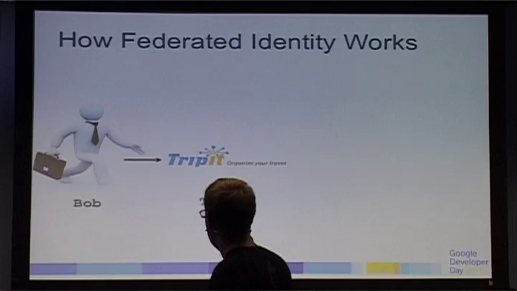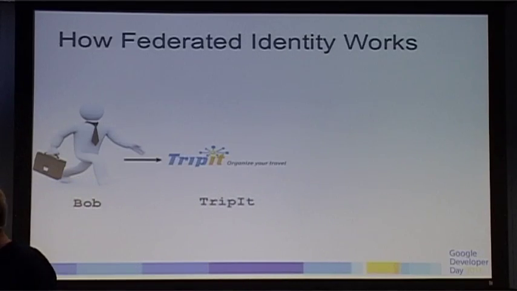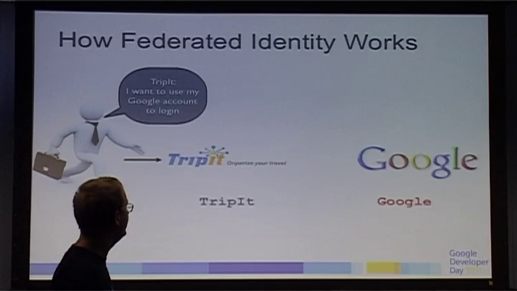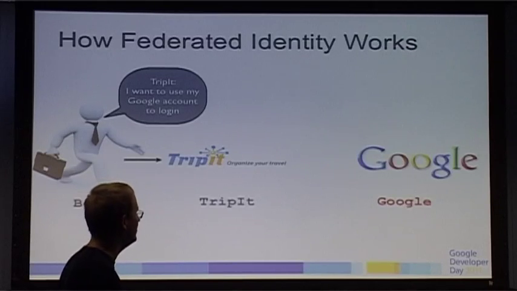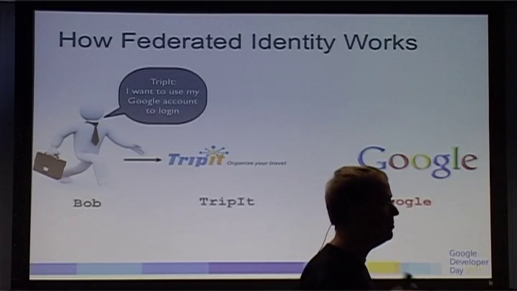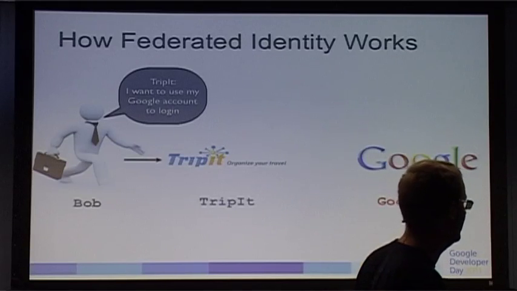Bob does that, and he's racing off to the airport, and he wants to figure out where his next flight is going to be. He knows he's flying, but he doesn't know where. So he goes to TripIt, and he says, TripIt, I want to use my Google account to log in. I don't want to have to create another username and password on your application. I want to just use my Google account to log in.